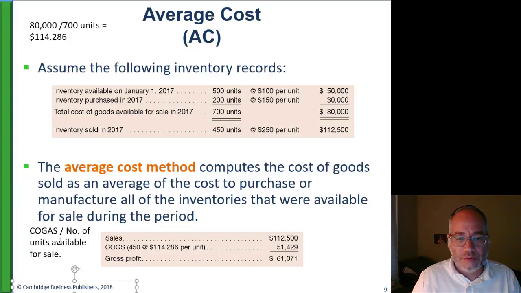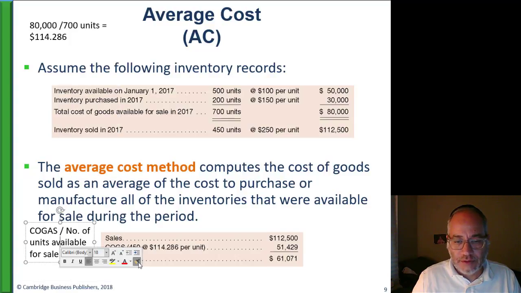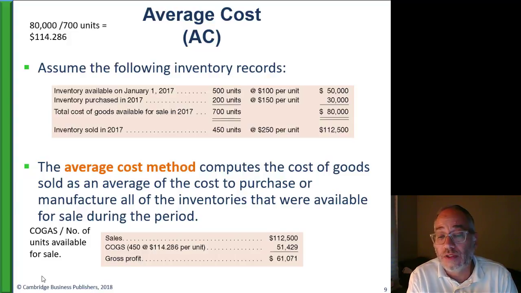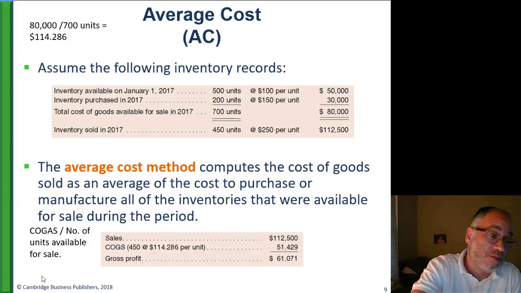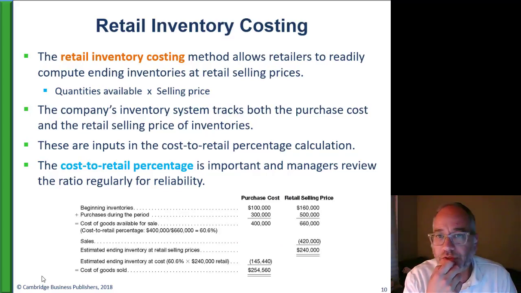And we are trying to shade this a certain color. I don't know. Can't seem to see it. Anyway, there's your formula. So for cost of goods sold, you would figure out what the average was. In this case, we sold 450 units. They cost $114 each. So total cost of goods sold is $51,429. Gross profit was $61,071.